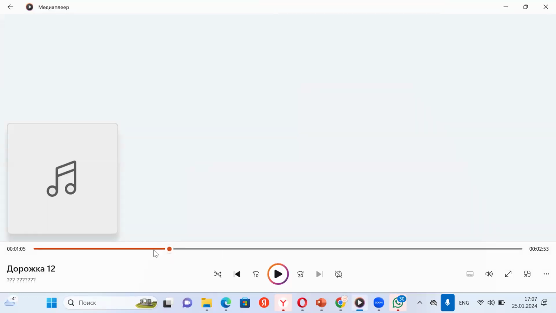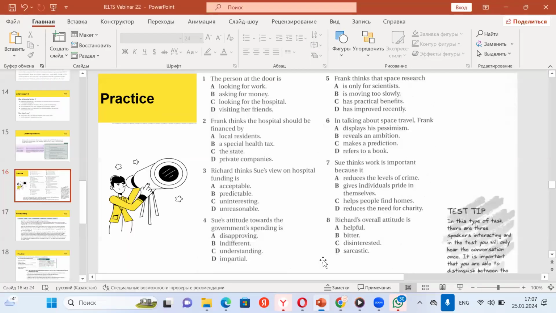Let's listen for this last sentence. Tax, you name it tax. The government should pay for the hospital out of general revenue, not the local residents. Yeah, that's right.